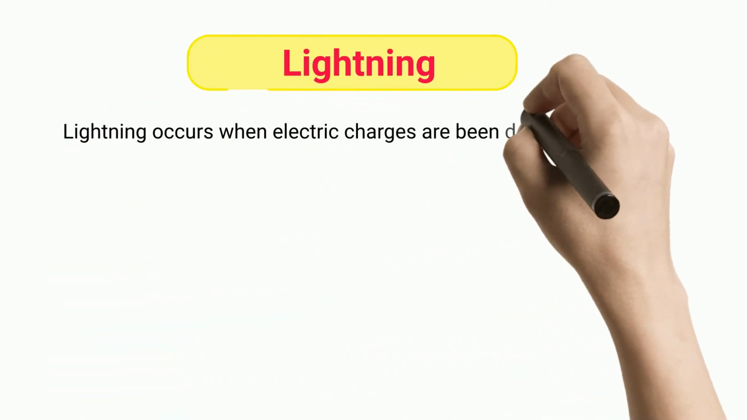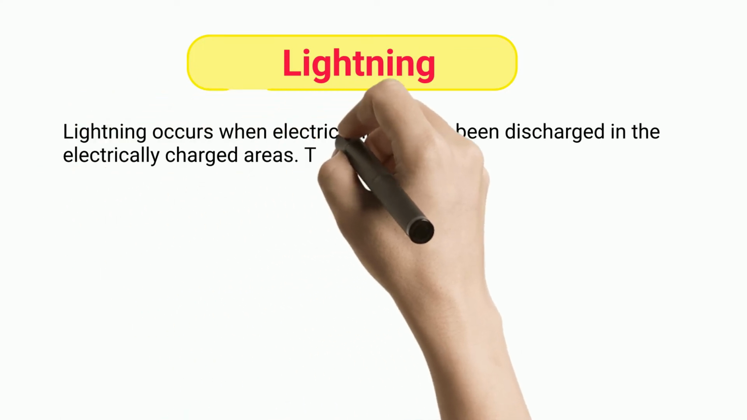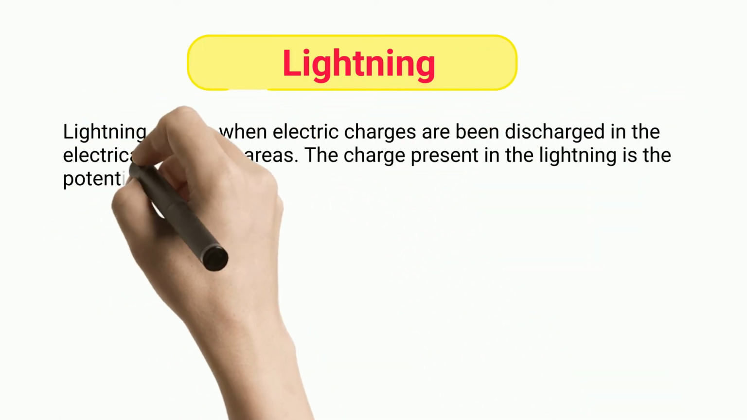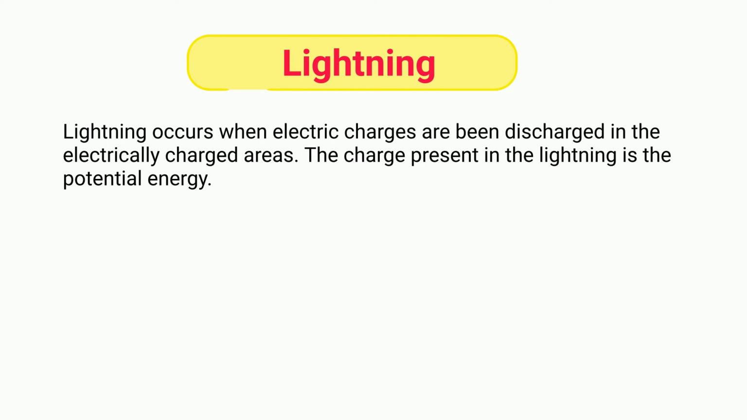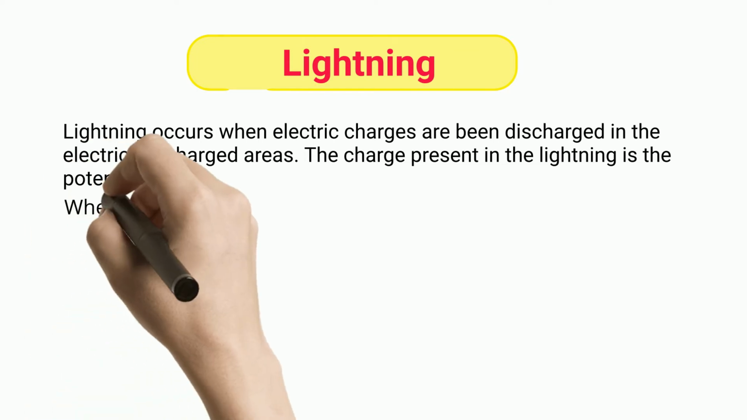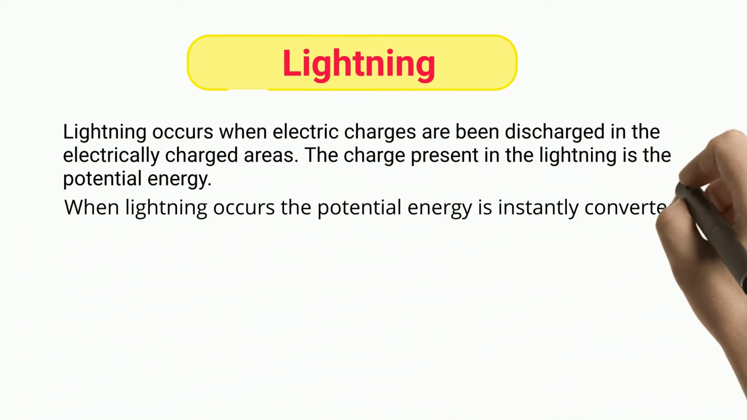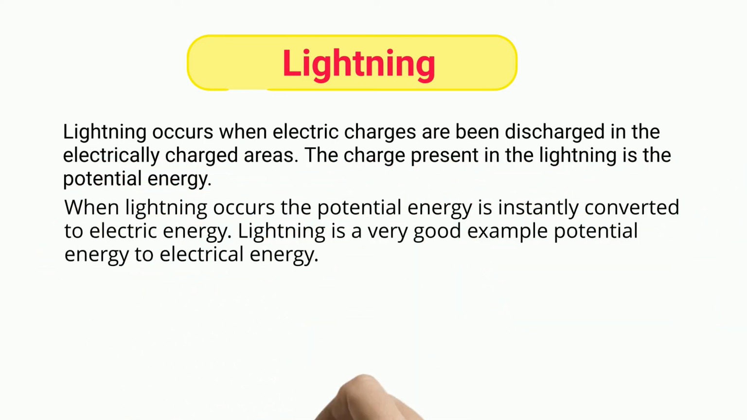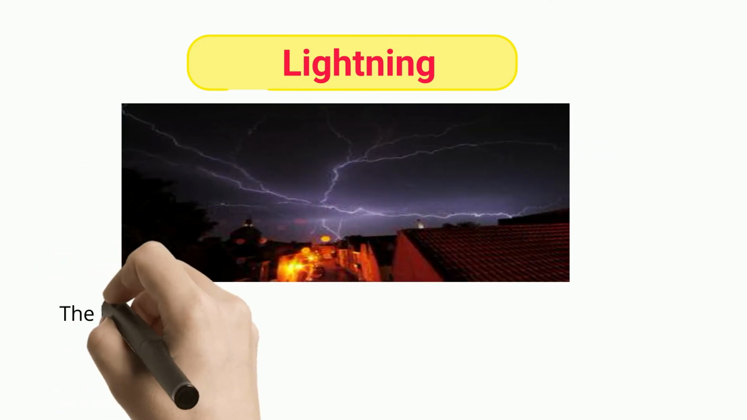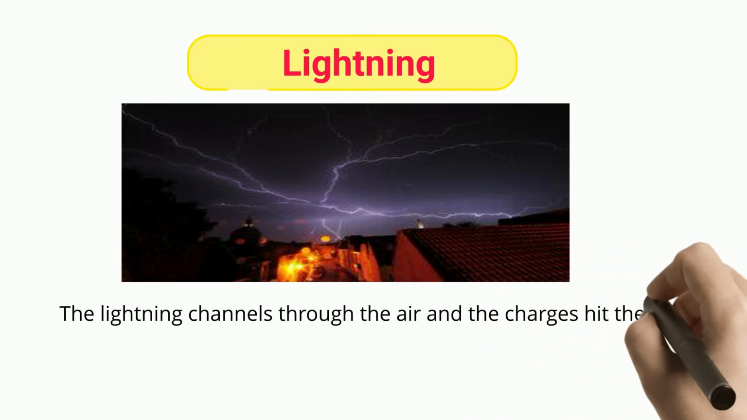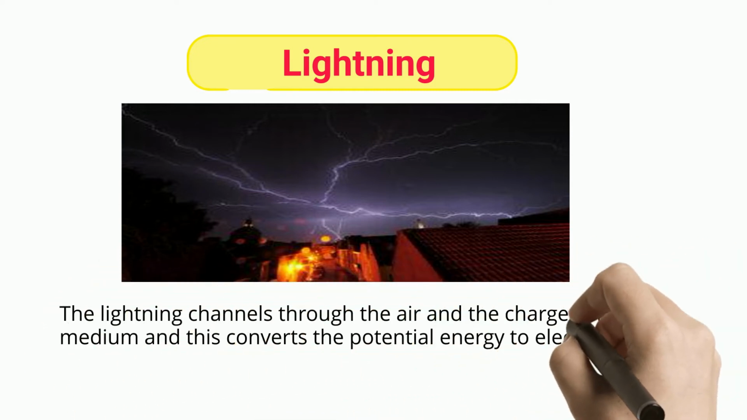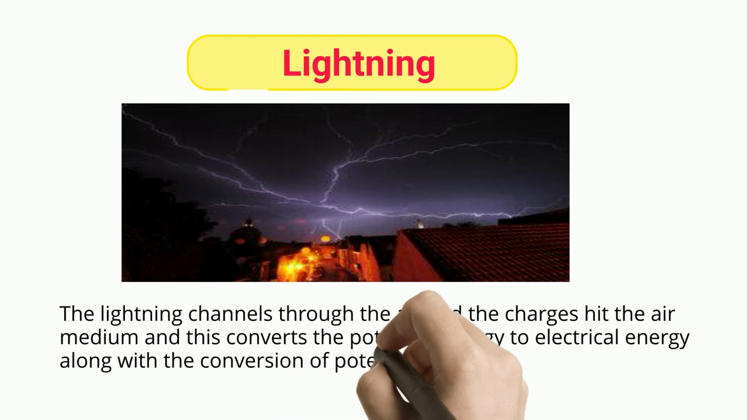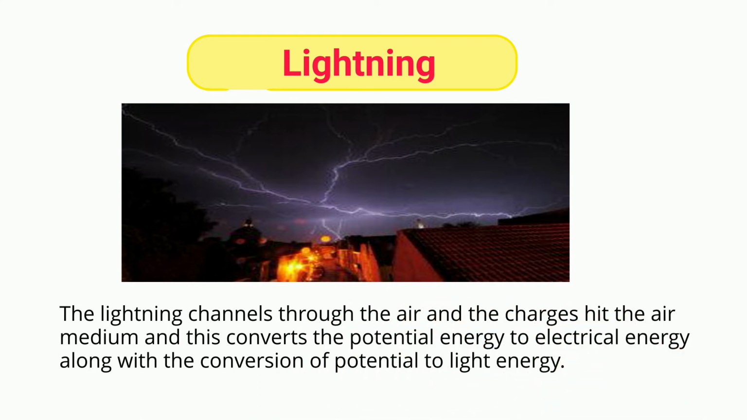Lightning. Lightning occurs when electric charges are discharged in electrically charged areas. The charge present in the lightning is the potential energy. When lightning occurs, the potential energy is instantly converted to electrical energy. Lightning is a very good example of potential energy to electrical energy. The lightning channels through the air and the charges hit the air medium, and this converts the potential energy to electrical energy, along with the conversion of potential to light energy.